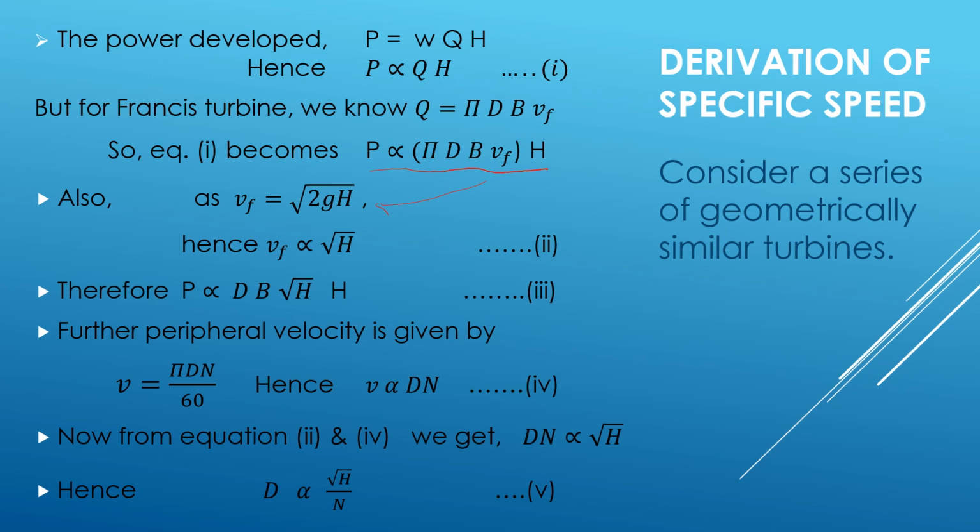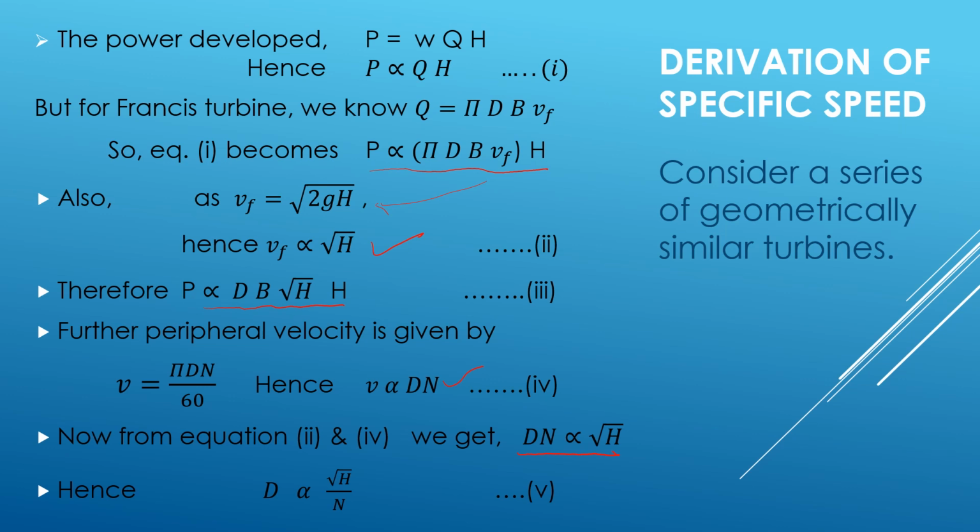So we'll say Vf is proportional to root H. Hence P is proportional to dB under root H into H. This becomes equation 3. Further, the peripheral velocity is given by V equal to pi dN by 60. So here V becomes proportional to dN. From equation 2 and equation 4, we can write dN is proportional to root H.